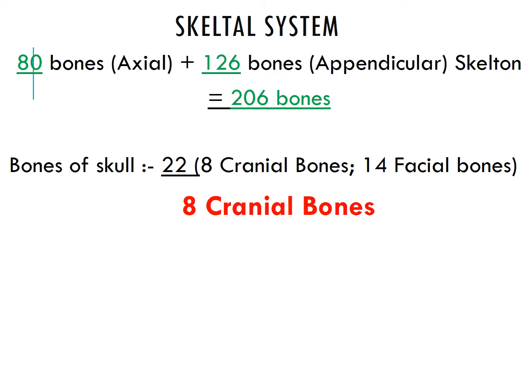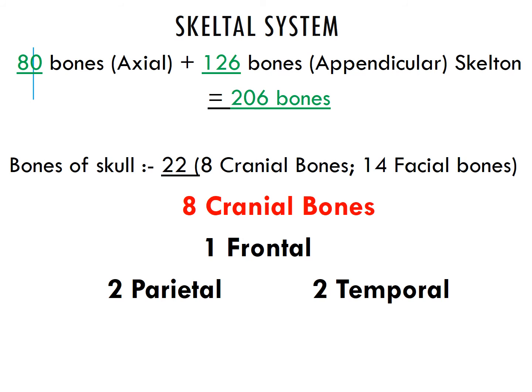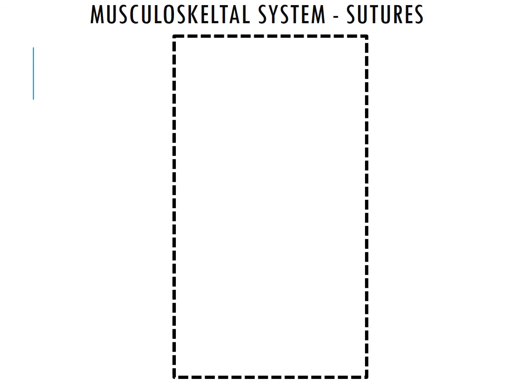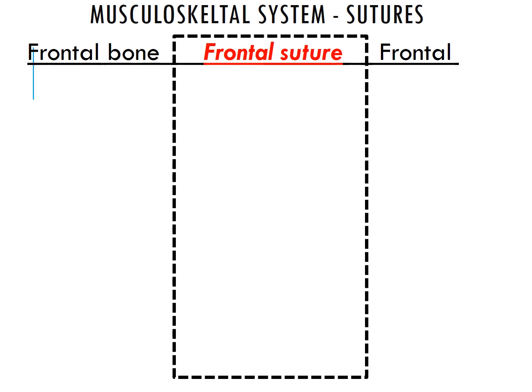Now, the 8 cranial bones are 1 frontal, 2 parietal, 2 temporal, 1 occipital, 1 sphenoid, and 1 ethmoid bone. Now, let us discuss the major sutures that are found in the skull.